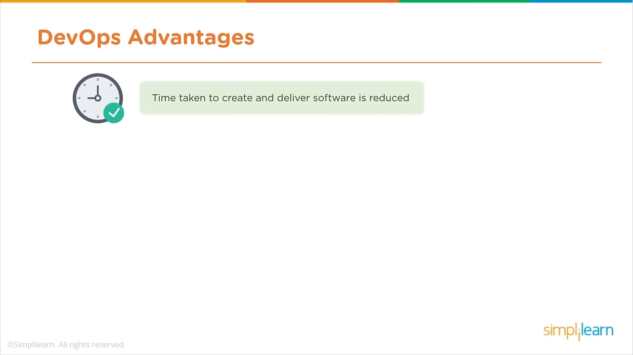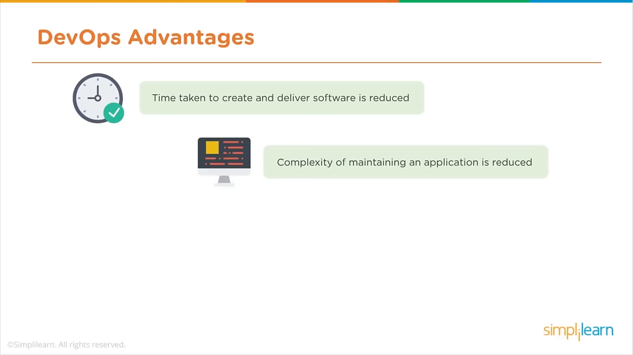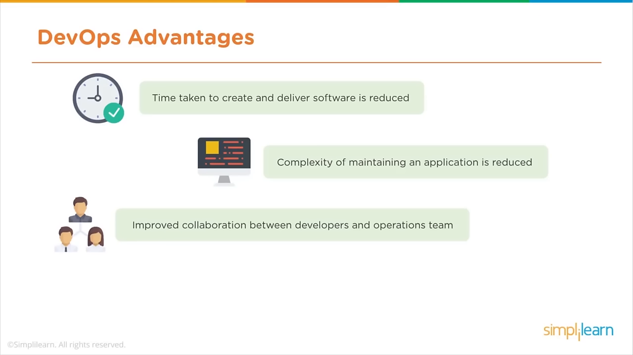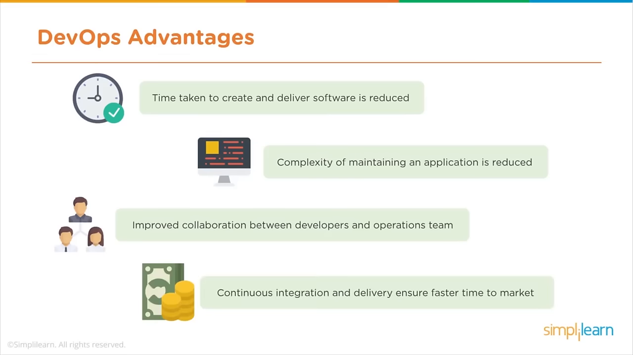So there are some key advantages that DevOps has. The time to create and deliver software is dramatically reduced, particularly compared to waterfall. Complexity of maintenance is also reduced because you're automating and scripting out your entire environment. You're improving the communication between all your teams, so teams don't feel like they're in separate silos, but are actually working cohesively together. And there is continuous integration and continuous delivery, so that your customer is constantly being delighted.